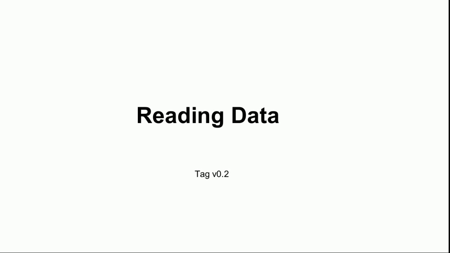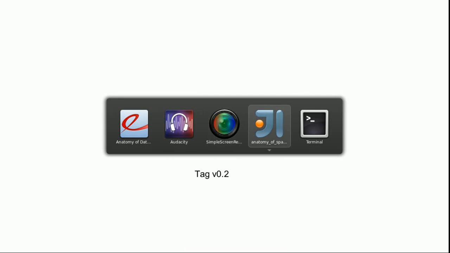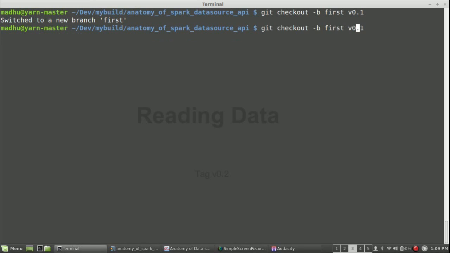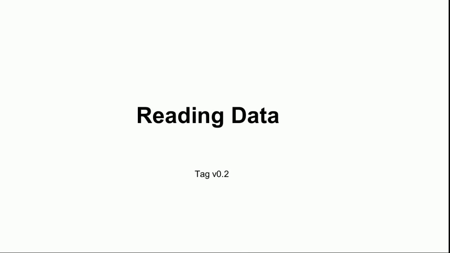Now as we had seen in the last section, here we have a new tag called v0.2 where we are going to have new code. So let us check out that thing. Okay, so now we have a new branch which has the new code. Let us look at what we want to do.